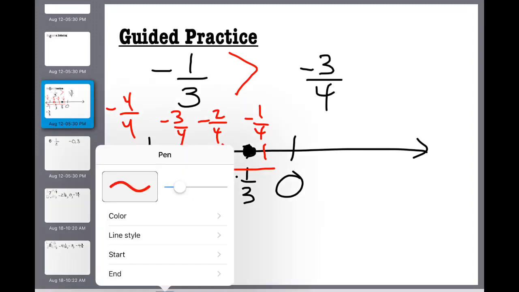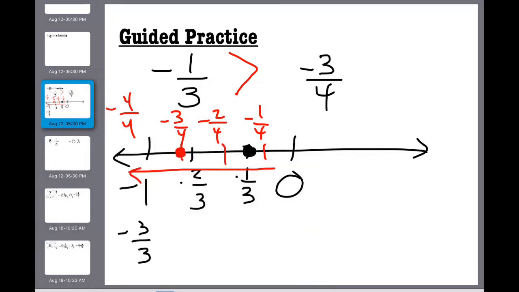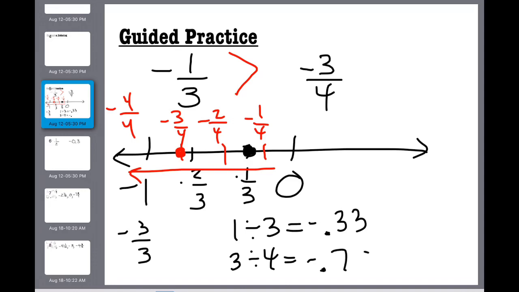So let me show you another way to do this. You could also do this by changing these fractions to decimals and comparing the decimals. I'm going to assume that this is the way most of you are doing it, but I'm going to continue to show you the number line as well because it's another really good strategy to be able to visualize these numbers. So if I change -1/3 into a decimal, I would do 1 divided by 3, which is a repeating decimal. It goes on and on and on. So I'm just going to round it to the hundredths place. So I get negative 33 hundredths. And then I'm going to do 3 divided by 4, and I get negative 75 hundredths.